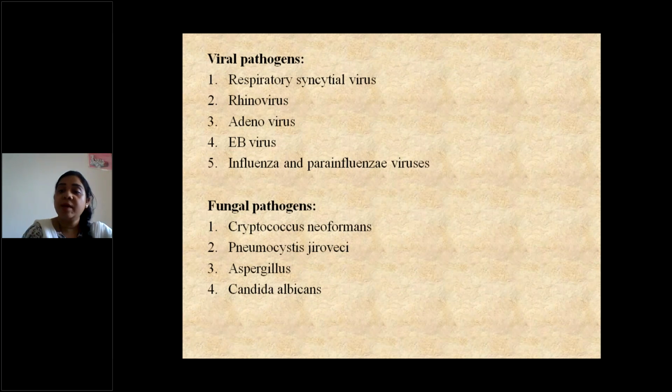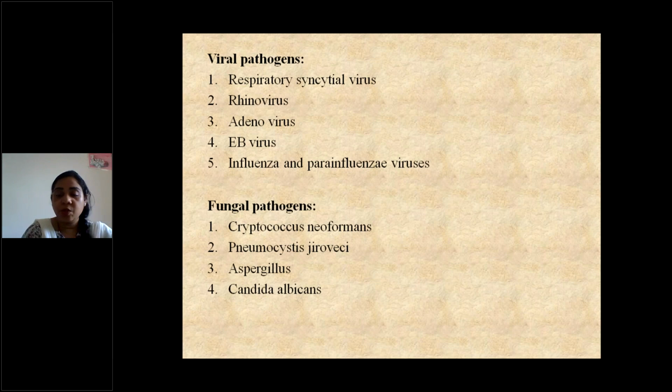Next one, viruses. So, which are the viruses which usually cause infections of the respiratory tract? Respiratory syncytial virus, rhinovirus, adenovirus, Epstein-Barr virus, influenza and parainfluenza virus. There is another virus which is now making havoc in our community all over the world also. What is it? Coronavirus. Okay. So all of these viruses cause infections of the respiratory tract.